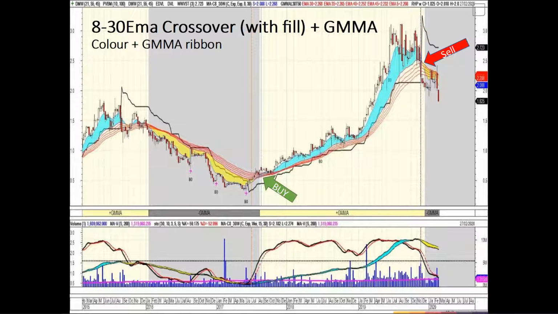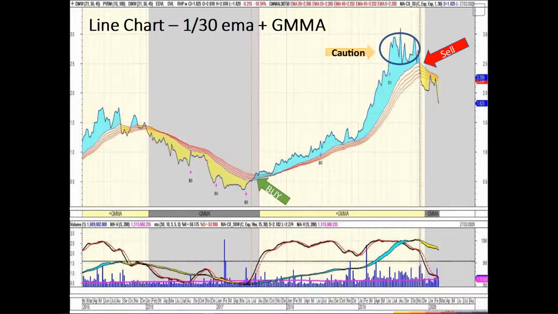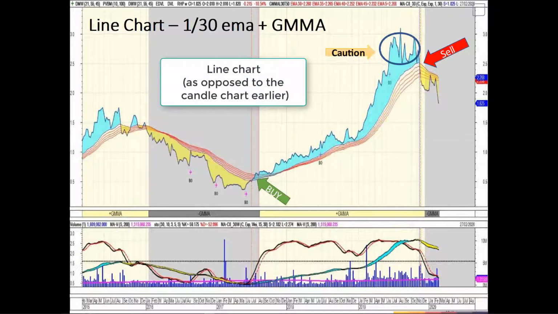I find ribbons very good, and that's what I use. So if we go to the next slide, same stock again, but a line chart. I find line charts actually quite good.